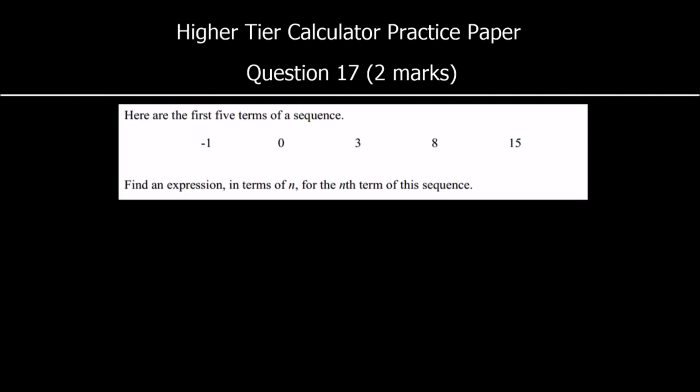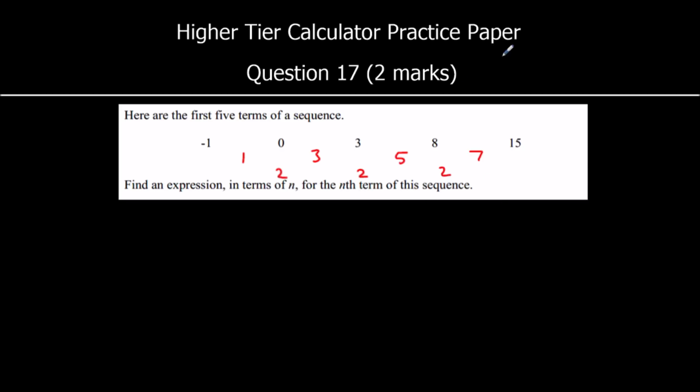Question 17. Here are the first 5 terms of a sequence. Find an expression in terms of n for the nth term of this sequence. So it's a quadratic sequence, and we can tell that because it goes up 1, 3, then 5, then 7. So the second difference is 2. In a quadratic sequence, the second difference is the same. So not the first difference, the difference between the numbers, but the difference between the differences.